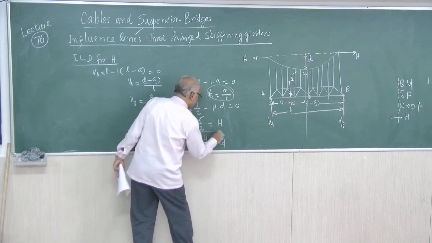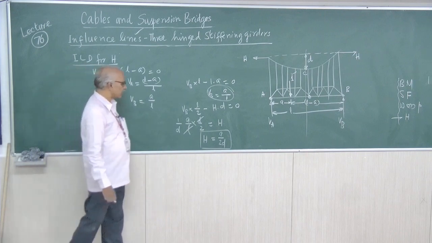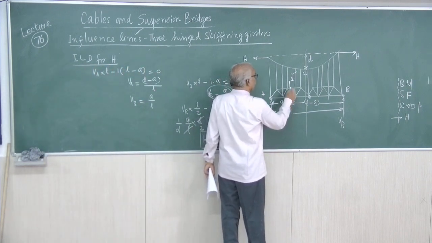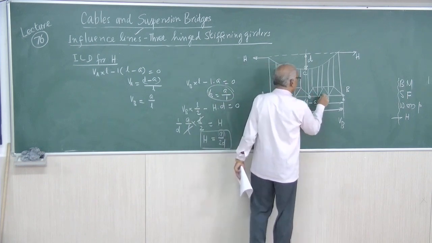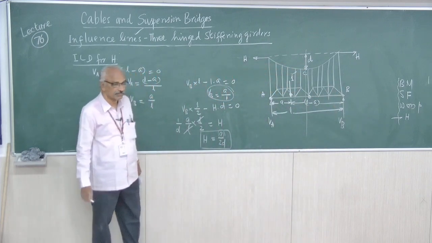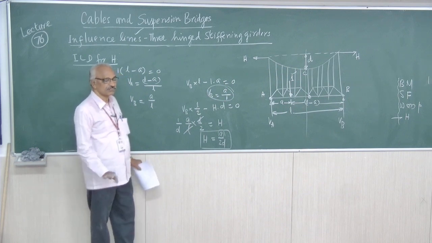So, this is the governing equation for the horizontal tension, because A can be anything. Now, at this moment, we have assumed the unit load to be here. A can be here, A can be at the right support. A is a variable. So, it is the horizontal tension for different values of A, that is all.